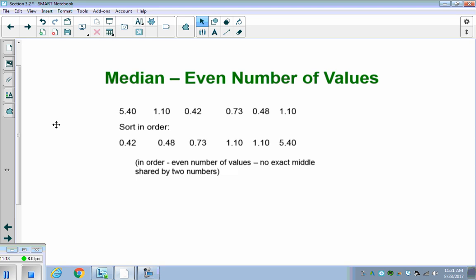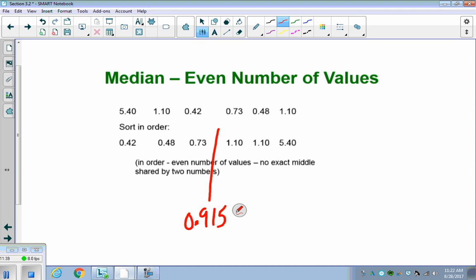Okay, so again, there's some numbers, but there's an even number of numbers. We sorted them, we put them in order. What is the median going to be? .915, and you added these two together and divided by 2. Those are the questions you want on a test, right?